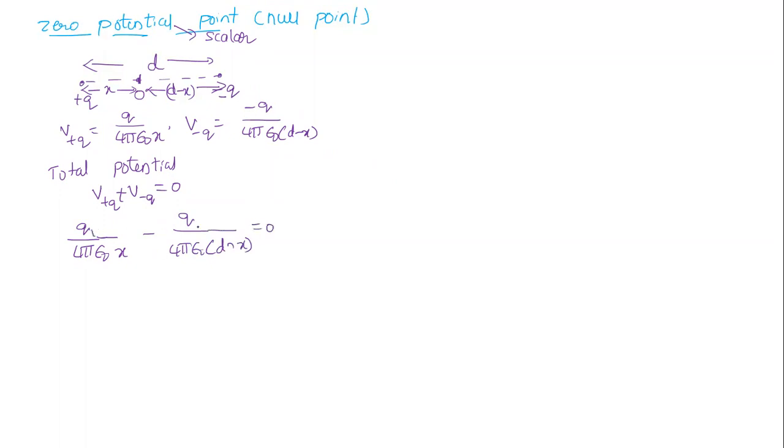Send this, okay, this is Q1, this is Q2, right? Send this side, it will become what now? Q1 by 4 pi epsilon naught into X is equal to Q2 divided by 4 pi epsilon naught into D minus X. So now here 4 pi epsilon naught cancels, you just get Q1 by X equal to Q2 by D minus X.